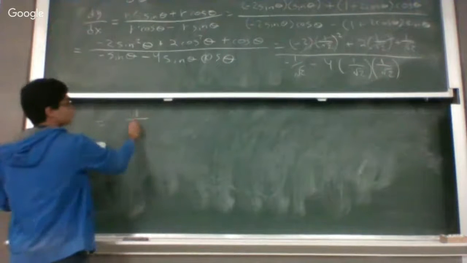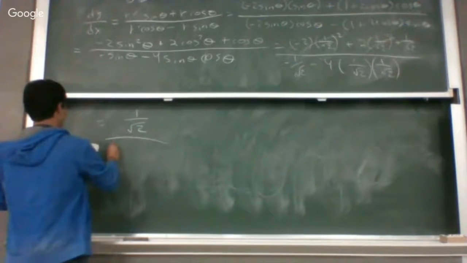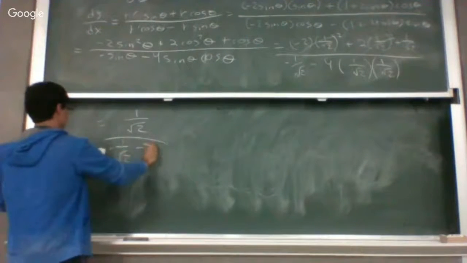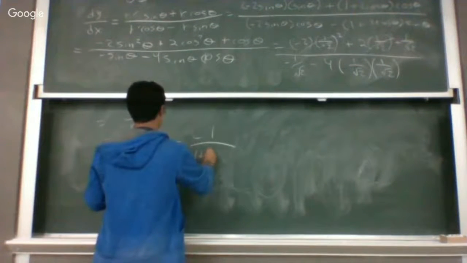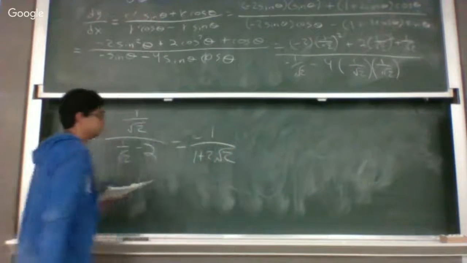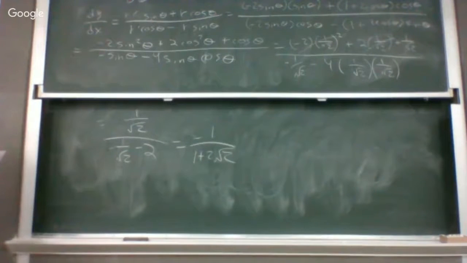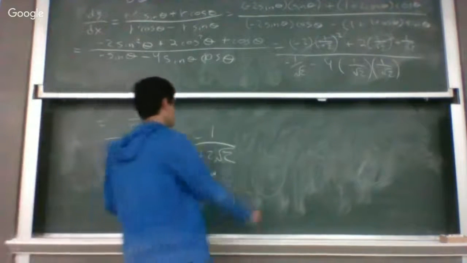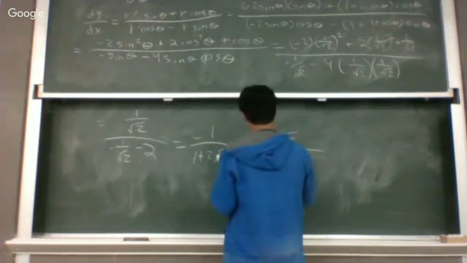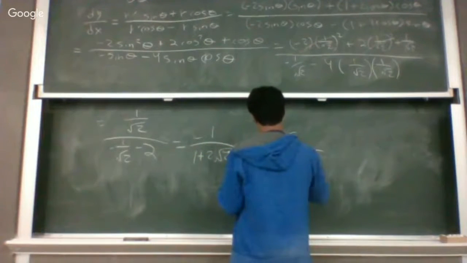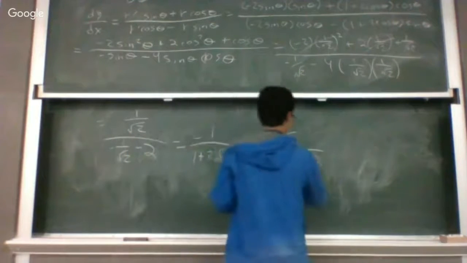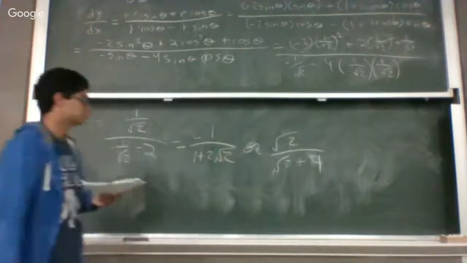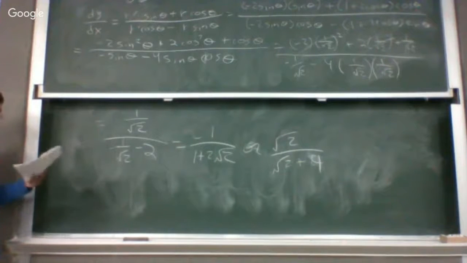So on the top, we are left with 1 over square root of 2 divided by negative 1 over square root of 2 minus 2. That's equal to negative 1 divided by 1 plus 2 square root of 2. And then you can multiply by square root of 2 and also have this, plus 2, or it'd be a 4. So both are accepted.